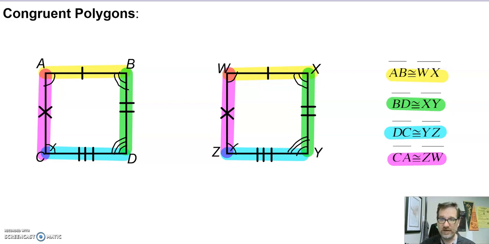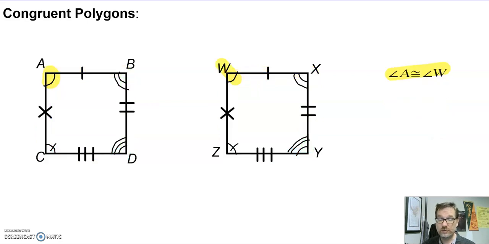So far we're halfway there to determine if these polygons are congruent. All the sides are marked congruent. What's the next part? Are the angles marked congruent? Now, if the angles are congruent in the same order as well, these polygons are congruent.